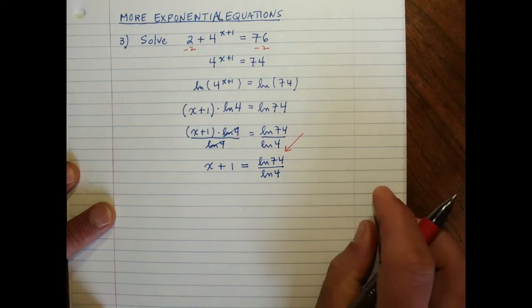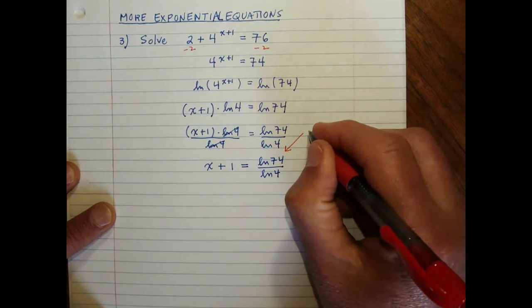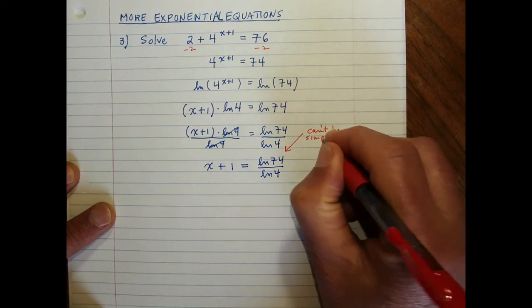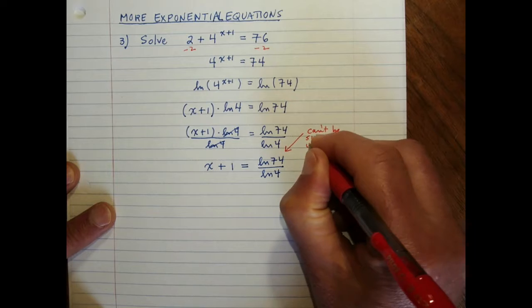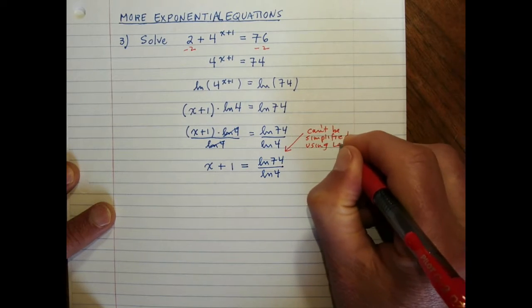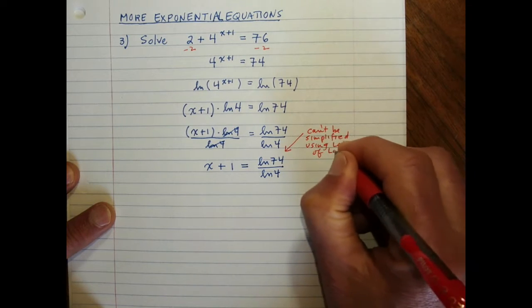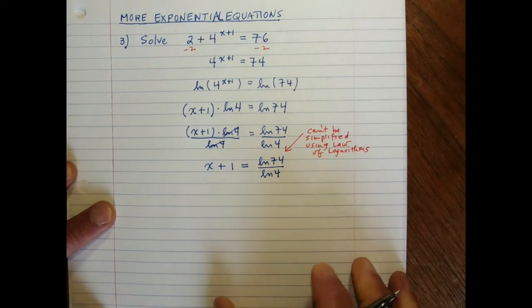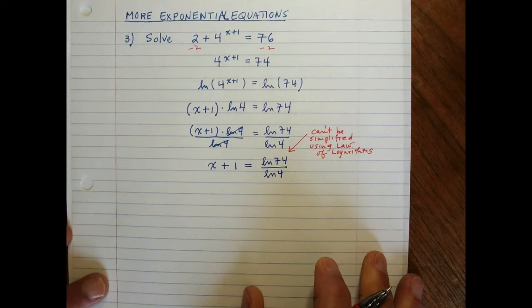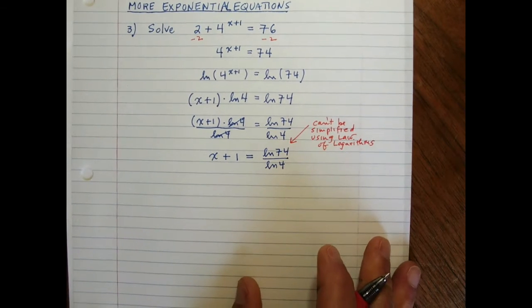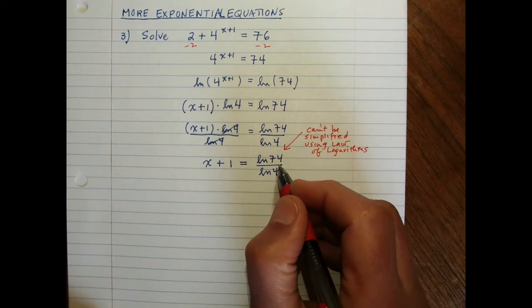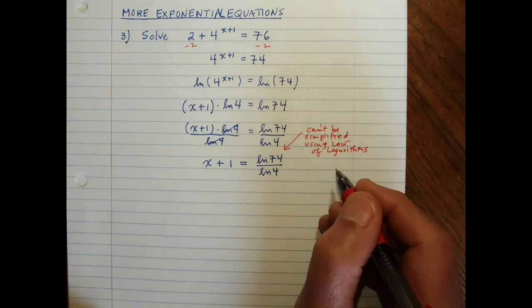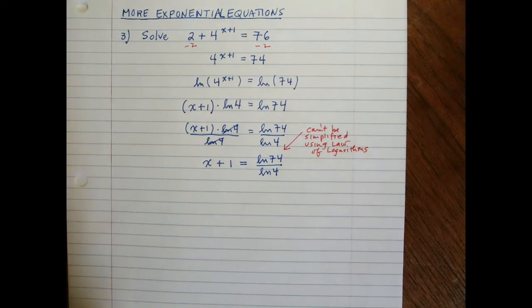Just a reminder that ln of 74 over ln of 4 can't be simplified using the laws of logarithms. And maybe that wouldn't even occur to you, but I just want to point that out because you got to realize that this does not match up with one of our situations where we can simplify.